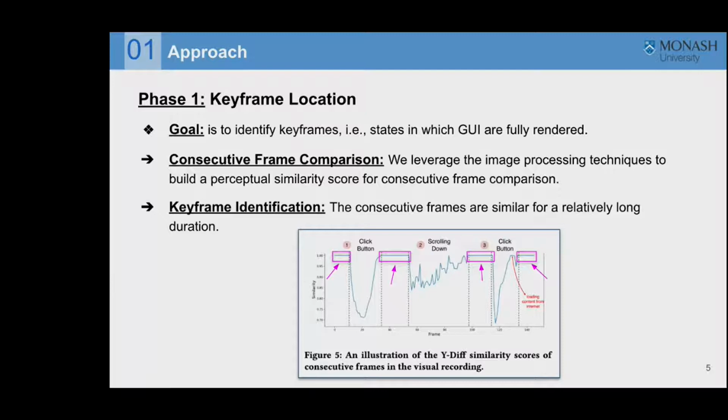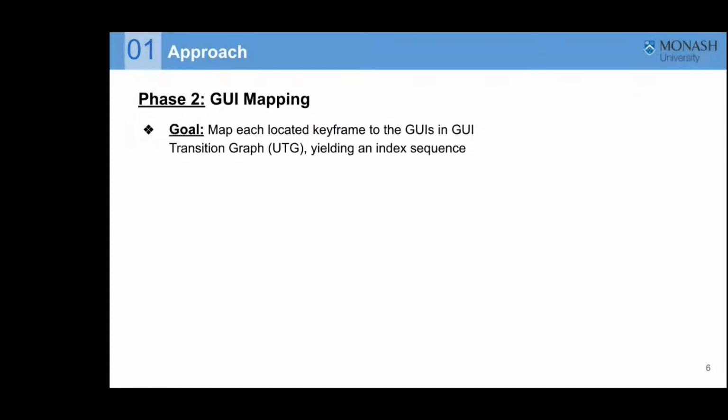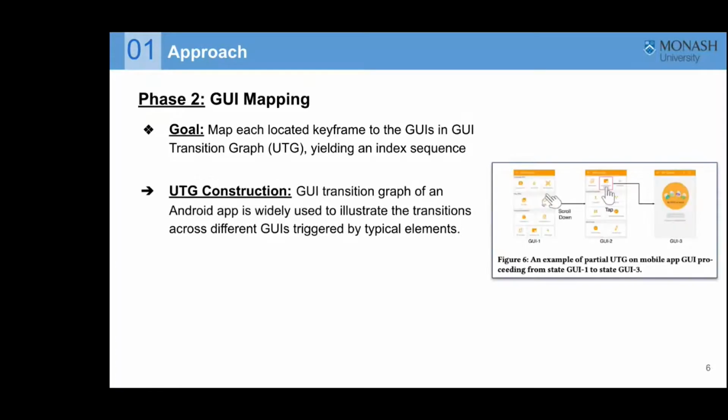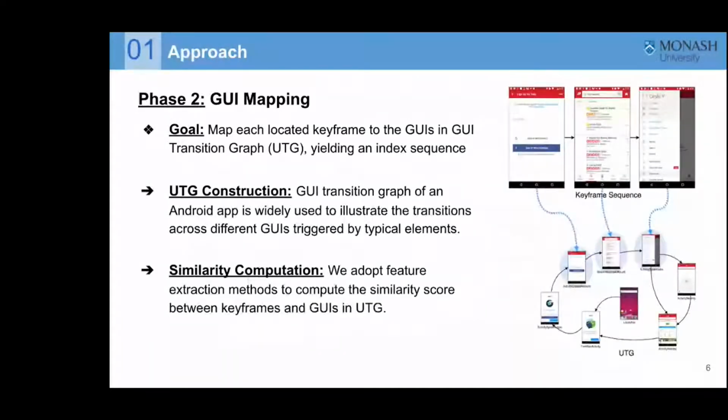Then, we map each located keyframe to the GUIs in a GUI transition graph. A GUI transition graph is widely used to illustrate the transitions across different GUIs triggered by typical elements. Mapping the keyframes to the states in the graph is a well-known image searching task. We adopt a feature extraction method to compute the similarity score and map the keyframes to the most similar GUIs. After mapping all the keyframes, we obtain an index sequence in the graph.